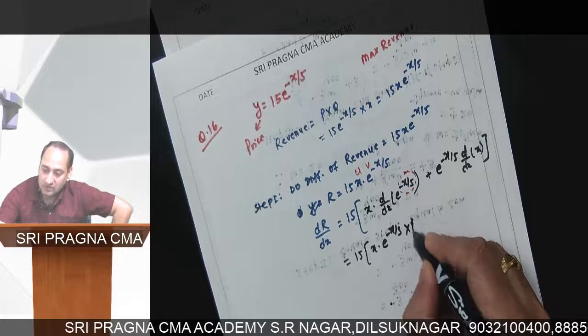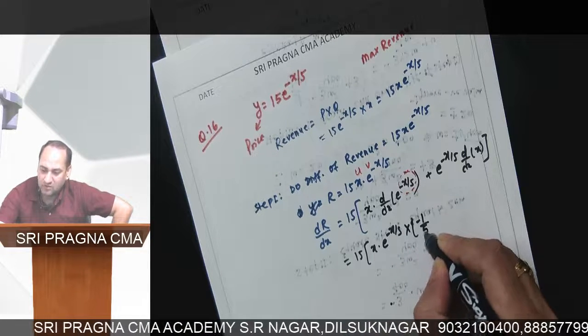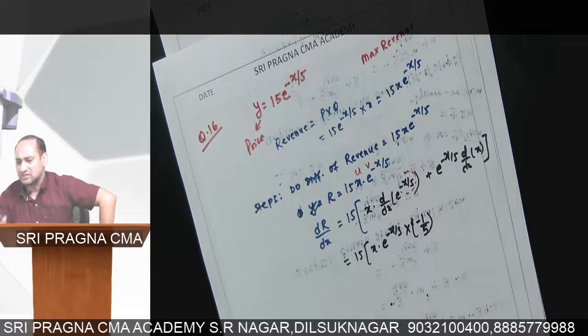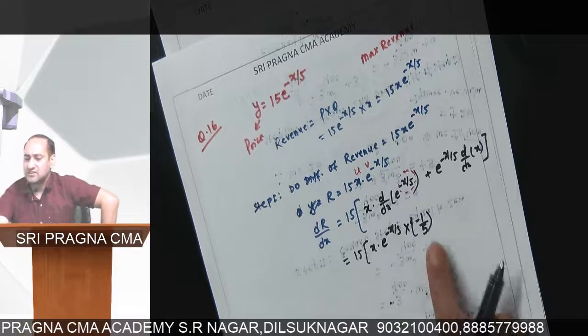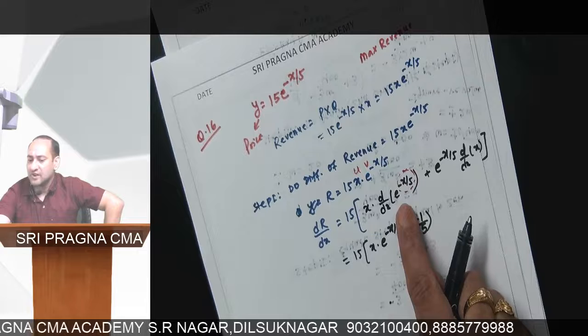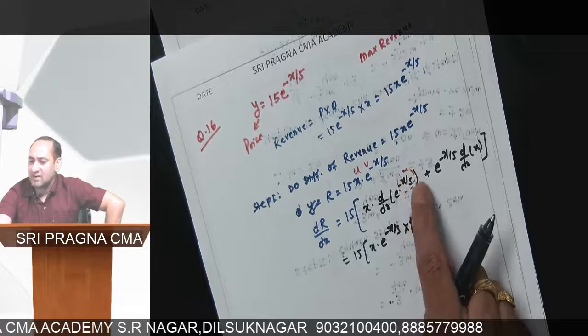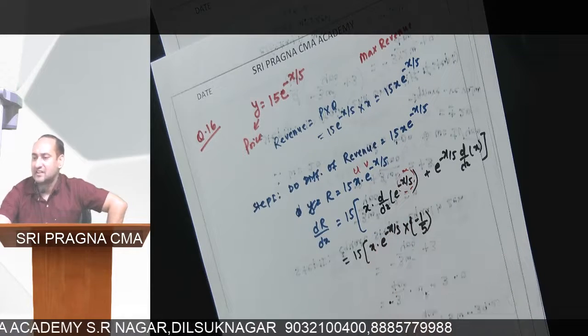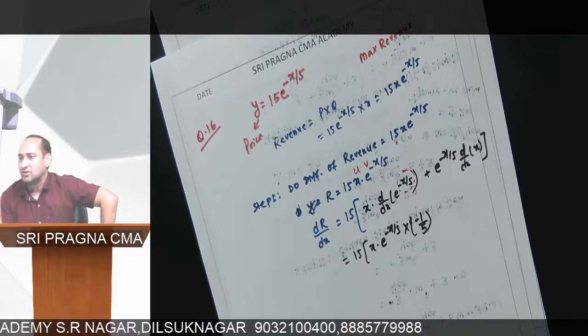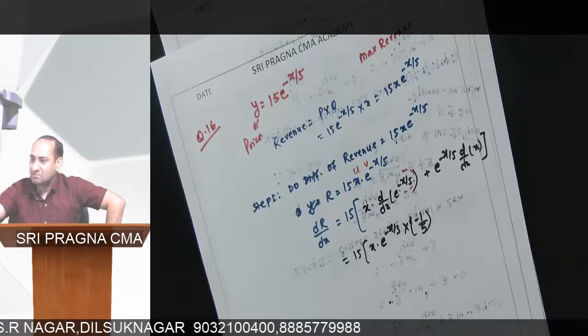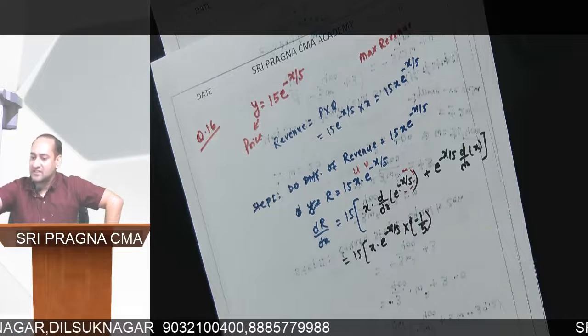This is a new thing for you. I know, science students know this, but for commerce students this is a new thing. So we have to do the differentiation of first e to the power minus x by 5. As I discussed, e to the power x is equal to what? e to the power x only. I have kept it here. Now whatever the power is there, I am going to do the differentiation of that number.